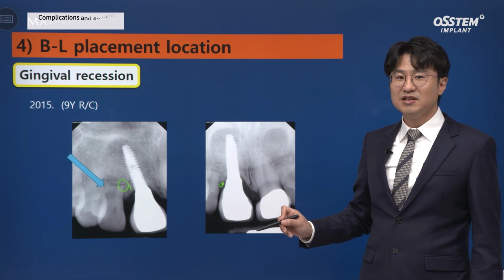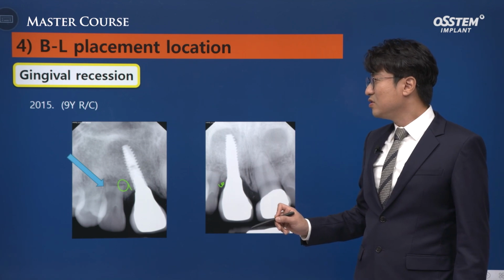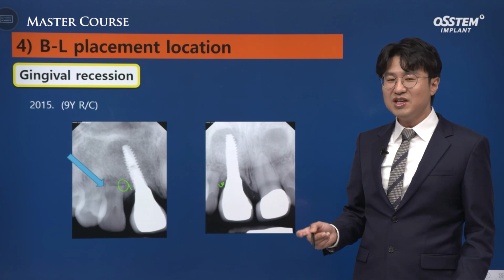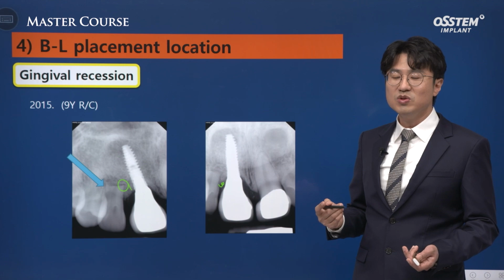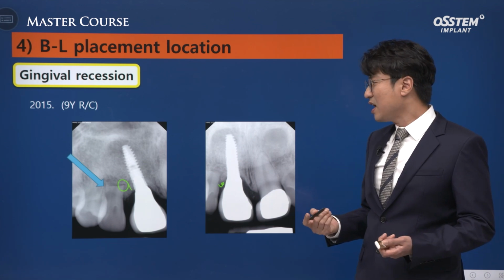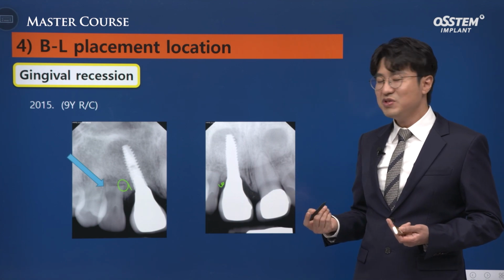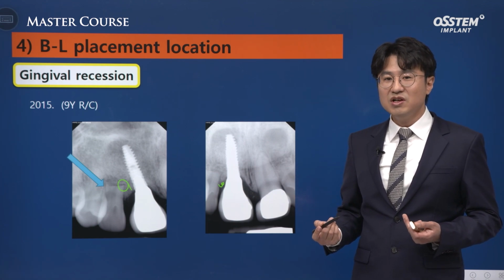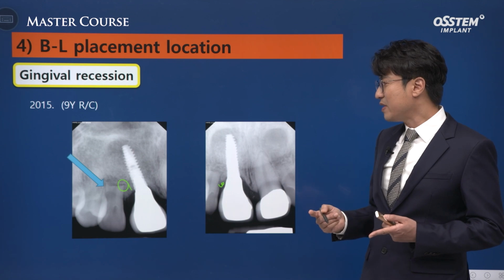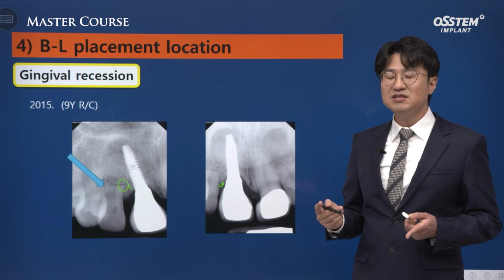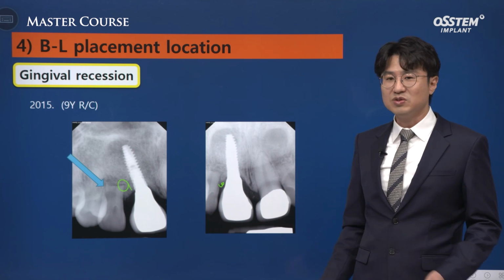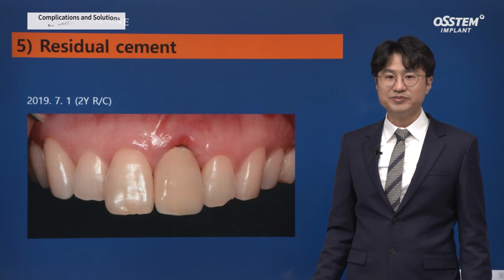So what I learned from this case is that if the placement is performed labially due to bone condition, if it is inevitable, there's no choice. But if it is too much labially placed, instead of connecting a healing abutment, an angled abutment needs to be used to prevent the gingival recession.